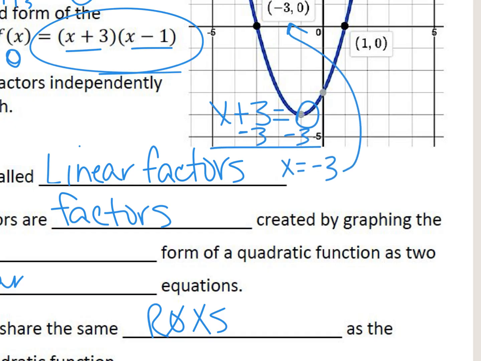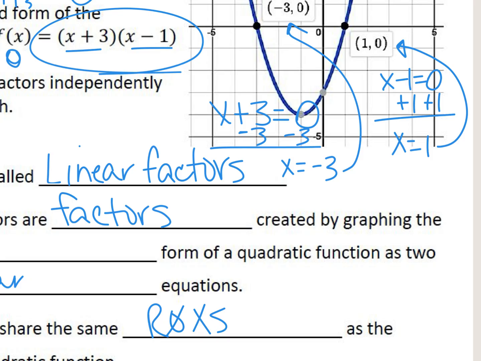Oh, look. Does it match? What about if I did x minus 1? How do I get x by itself? I add the 1. X equals 1. Oh, look, there we go. So our linear factors are going to give us what our roots are.